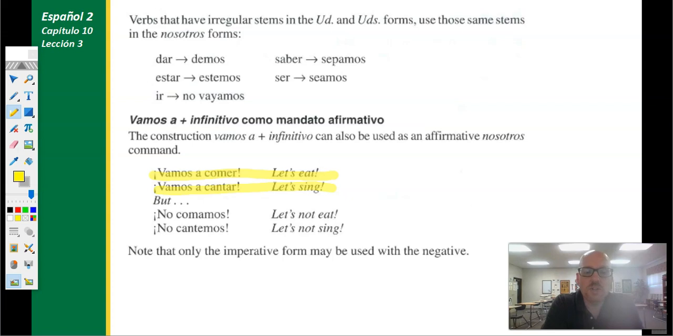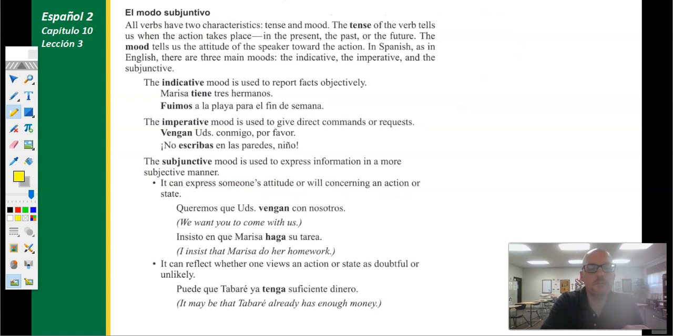But make sure that you would say no comamos. You would not say no vamos a comer, let's not eat. We wouldn't use ir más a más infinitivo in the negative to form the negative command there.